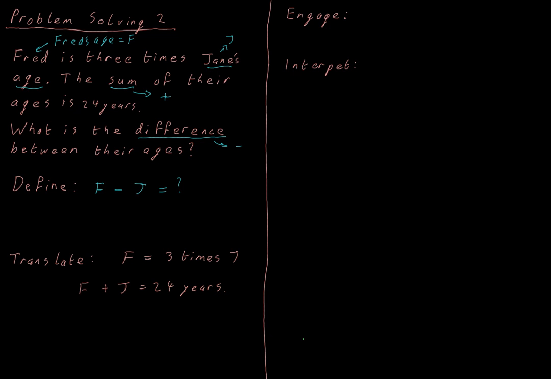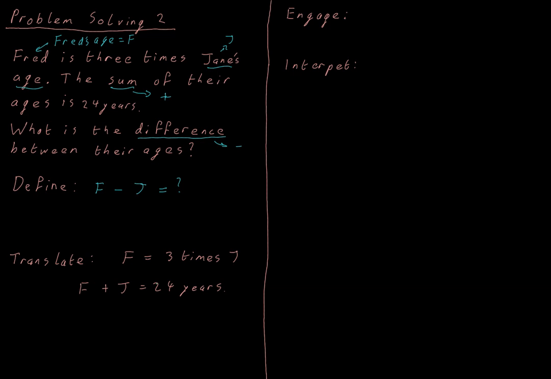So I now know those two things. I have a relationship between Fred's age and Jane's age, and another relationship involving Fred and Jane's ages. So could I use this fact and this fact together to figure out what Jane's age must be?